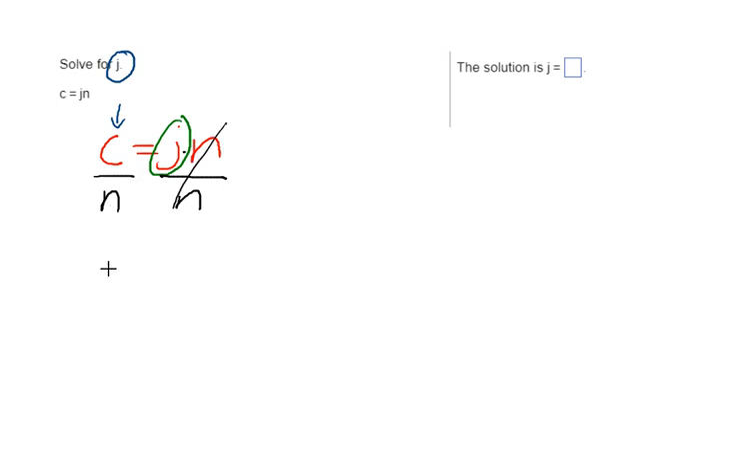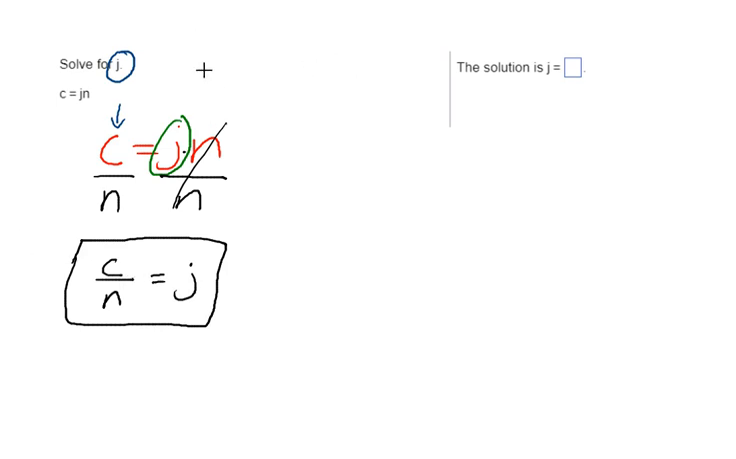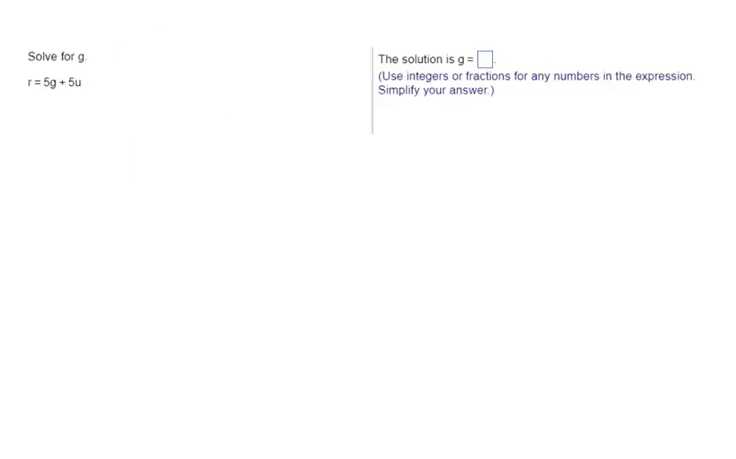So I end up with, on the left-hand side, c over n. And on the right-hand side, I'll have j by itself. And so it's now solved for j. So that's all there is to that. You just divide by n to get j by itself, and that was all you had to do. All right, let's take a look at the next one.